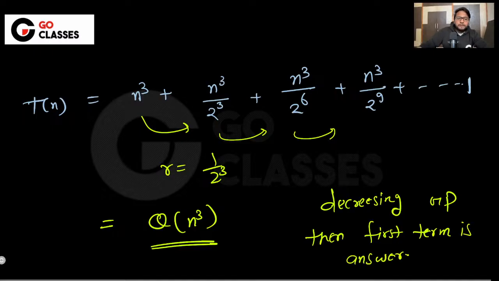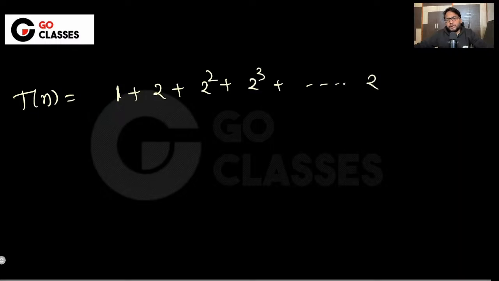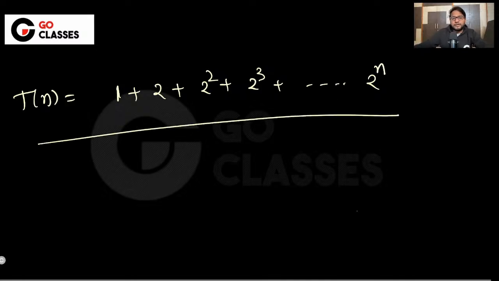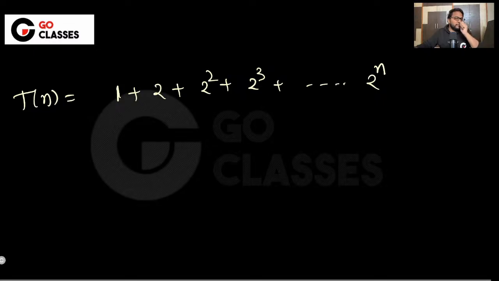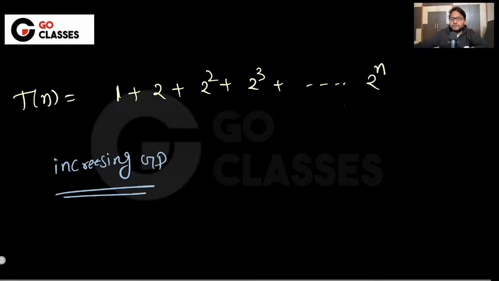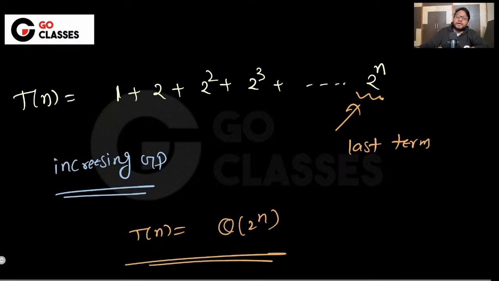Okay. Now tell me, suppose it is an increasing GP, which means, let's suppose, 1 plus 2 plus 2 square plus 2 power 3 plus something like that, 2 power k, or maybe 2 power n. Then what is the answer? If it is an increasing GP, then the last term is the answer, which is 2 power n. So Tn is going to be theta of 2 power n. If it is an increasing GP, then the last term is the answer.